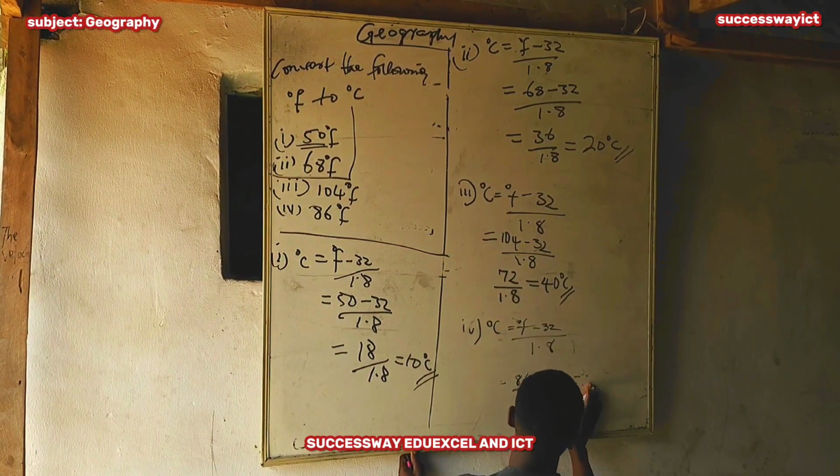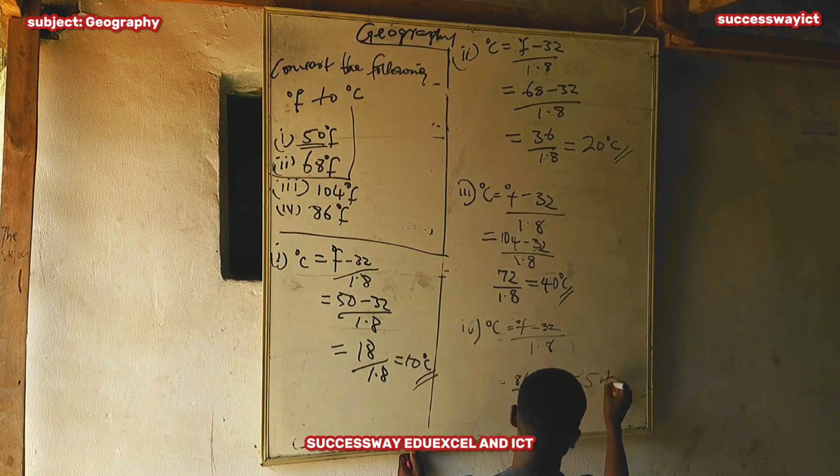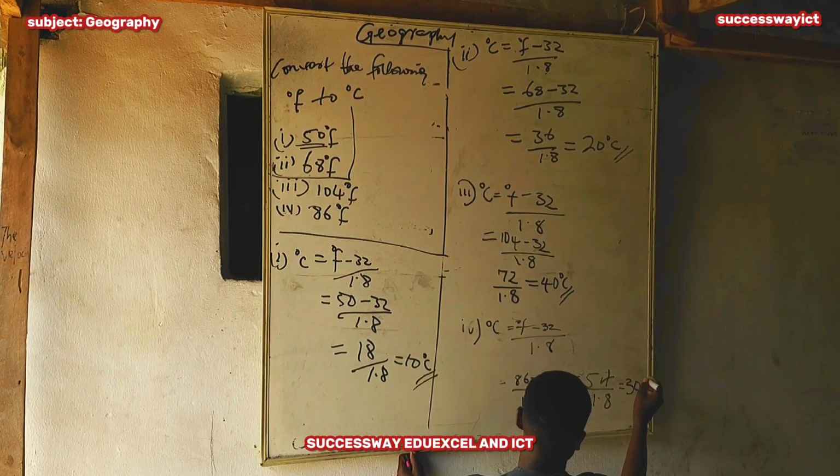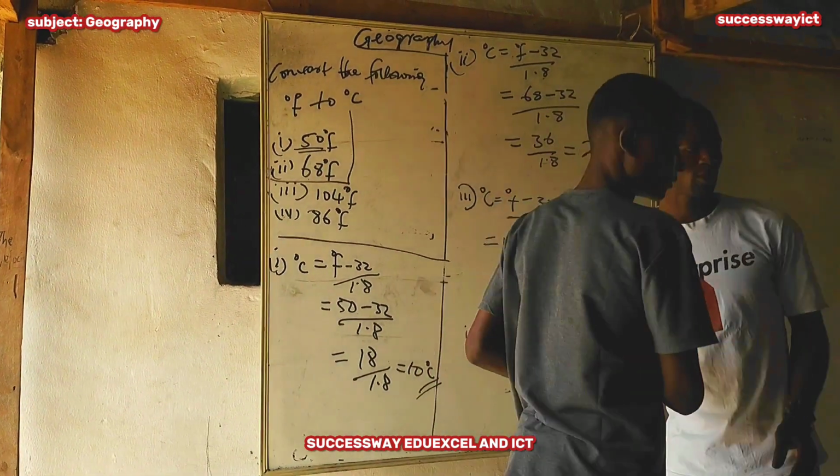86 minus 32 is saying 30 degrees. Is it correct? Yes. Thank you very much. I can wipe the board now.